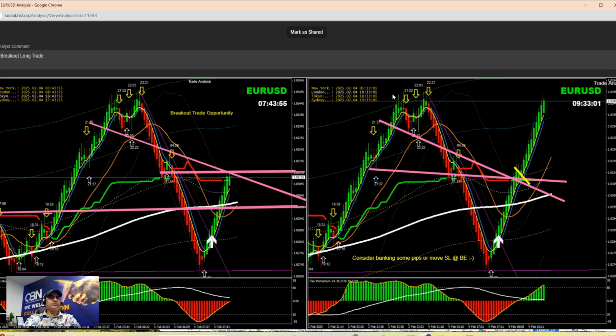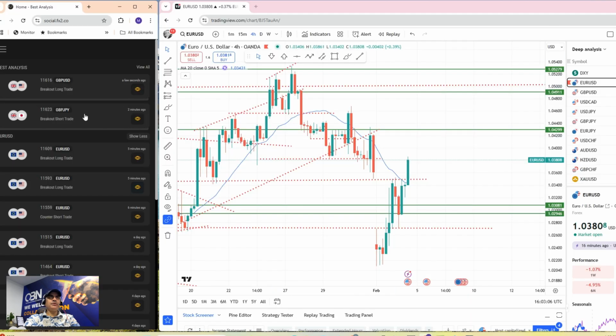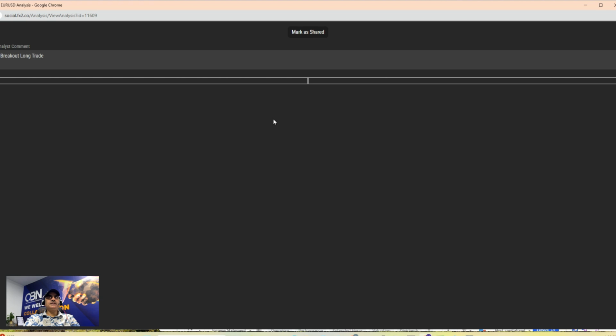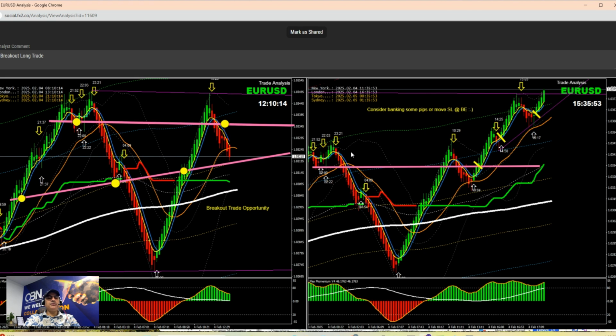And afterwards, we had another beautiful long trade, guys, on Euro USD. As you can see here, this was beautiful, just before the news. We were expecting this breakout. After this breakout, we have a pullback and another pullback. Amazing trade, guys, on Euro USD, banking and squeezing amazing profit.